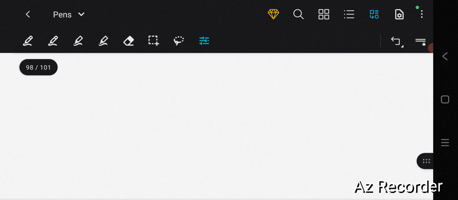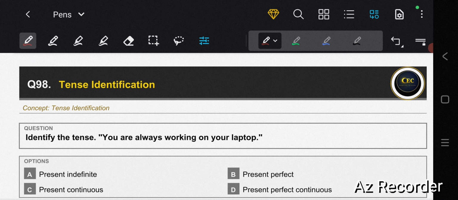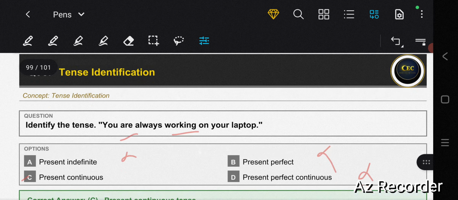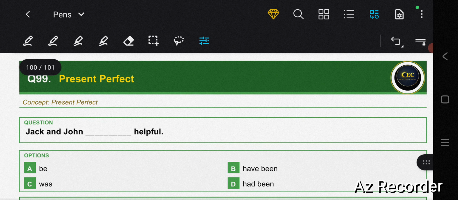Now question number 98. Identification of the tense. You were always working on your laptop. So the tense we see over here is were and working. It's also the continuation of the work. Okay. So there is no sign of indefinite. There is no sign of present perfect. Neither the perfect continuous, but there is the past continuous, were working. The suitable option for the question is C.